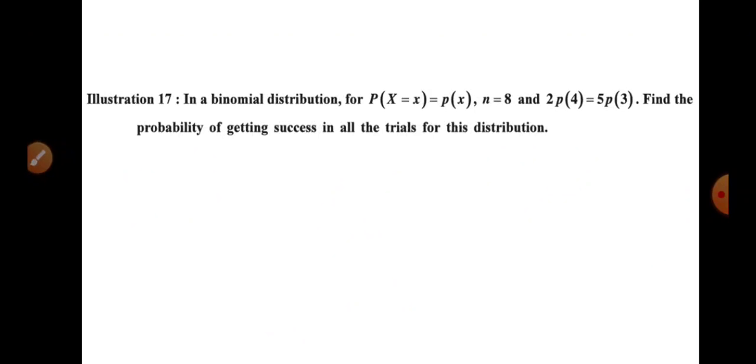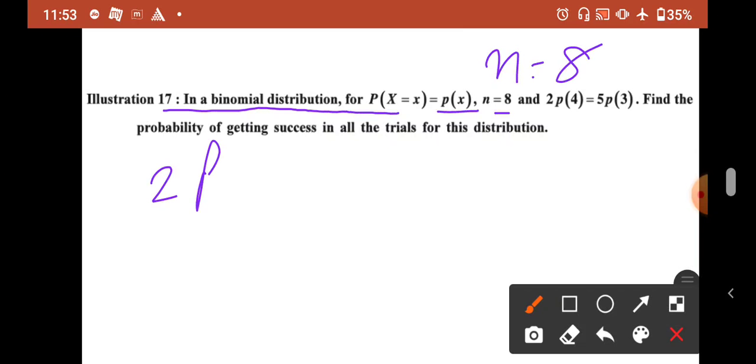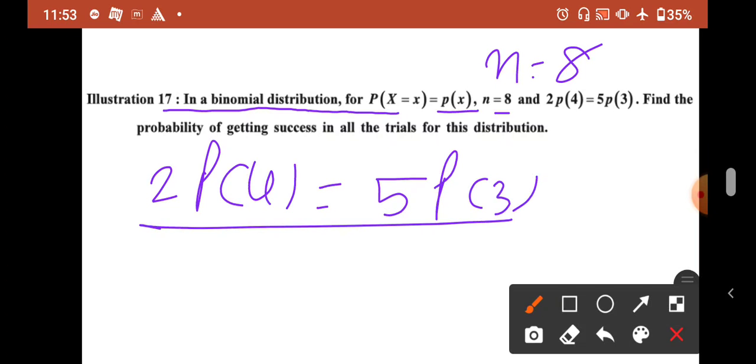Now let's have the next illustration. In a binomial distribution, n is equal to 8, so n is given. Now 2 p of 4 is equal to 5 p of 3 is given to you. Now we need to find the probability of getting success in all the trials. Okay, getting success in all the trials.